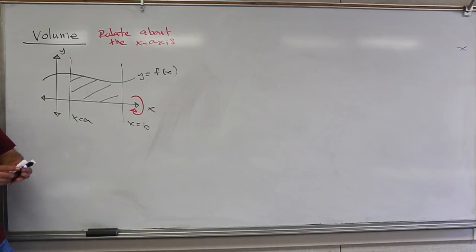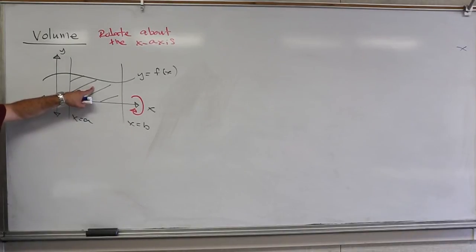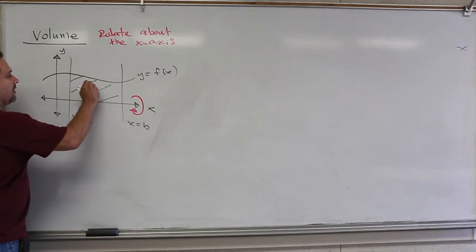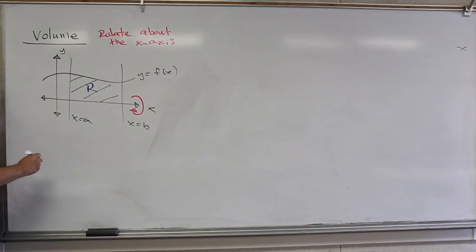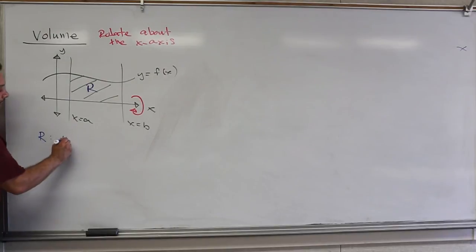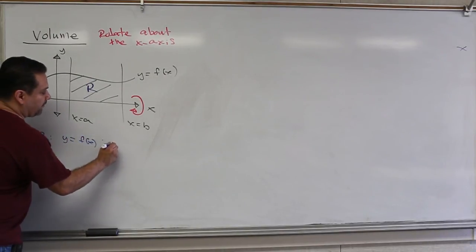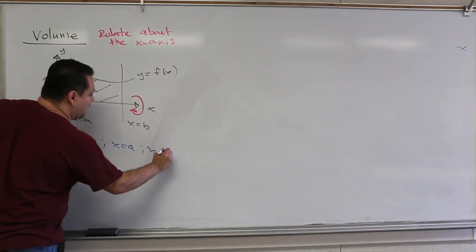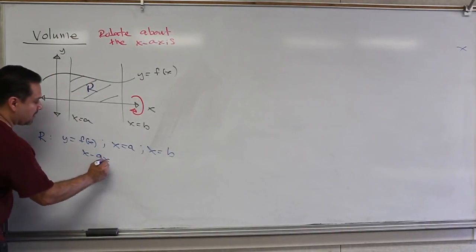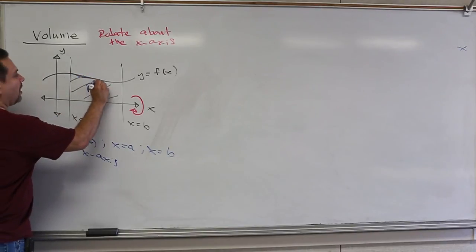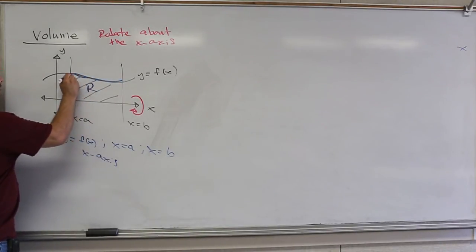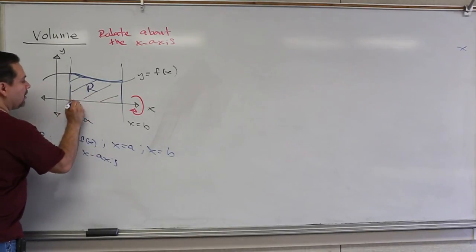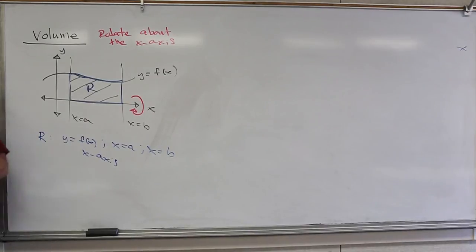So what you have here is what's called a bounded region. Sometimes they say R, and they'll define R for you very often. This bounded region will be defined by the curve y equals f of x, the vertical line x equals a, the vertical line x equals b, and then the x-axis. So the curve is the top of the bounded region, with a left portion and a right portion, and the x-axis is the bottom portion. That's just a bounded region, meaning you have boundaries around this.